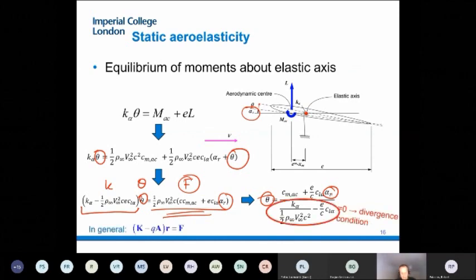In general, these problems are going to be written in this form. So what we have is a stiffness of the structure. Q is going to be the dynamic pressure, 1/2 rho v squared. A set of aerodynamic influence coefficients is a matrix of how the aerodynamics is affected by the deformations, and then some aerodynamic external forces, which may include, for instance, gravity as well. Okay, so this is the most basic aeroelastic problem.